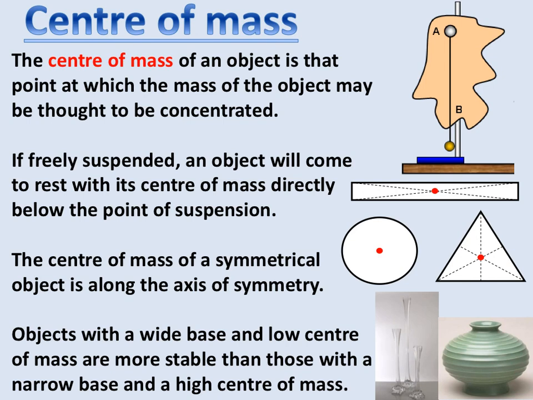So you can see you've got some symmetrical objects here, so you've got the circle, and the centre of mass will be directly in the centre. If we look at a triangle, we can draw symmetrical lines on, and it will be in the centre of symmetry, and again, with something like a rectangle.